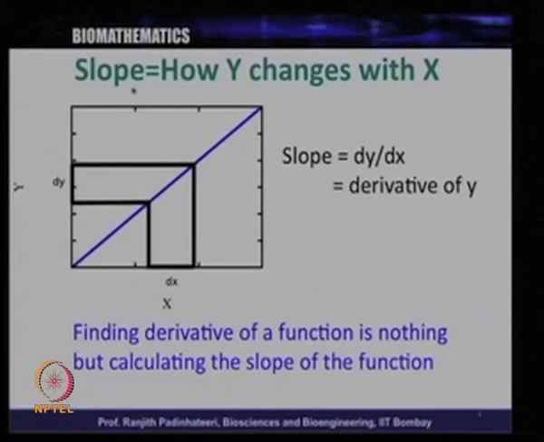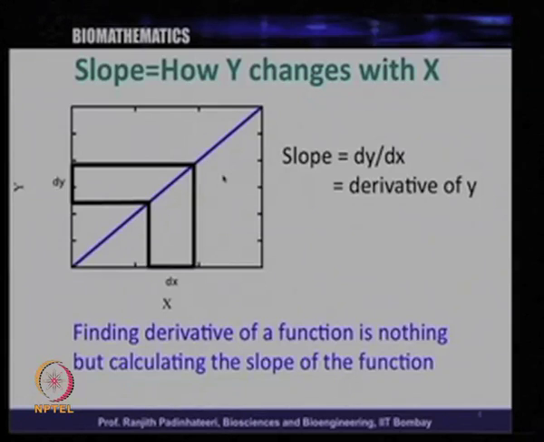As you can see here, you have y and x, and if you change x by a quantity dx, how much the y changes is measured by this ratio dy by dx, and we call it the derivative of y. We also learned that finding the derivative is like finding the slope of the function. Let us understand this a bit more carefully.